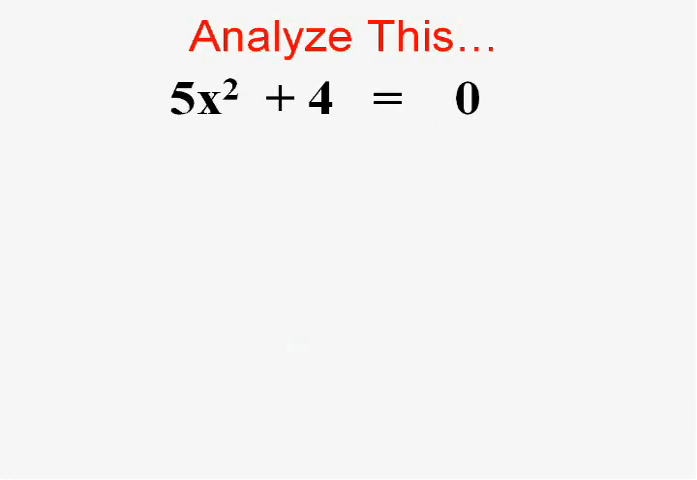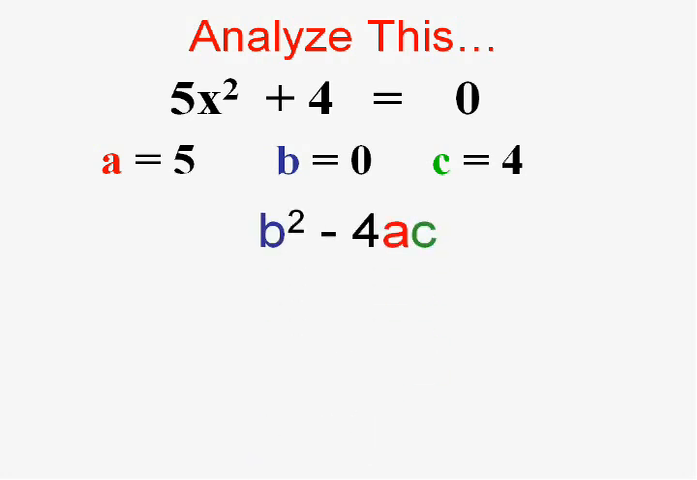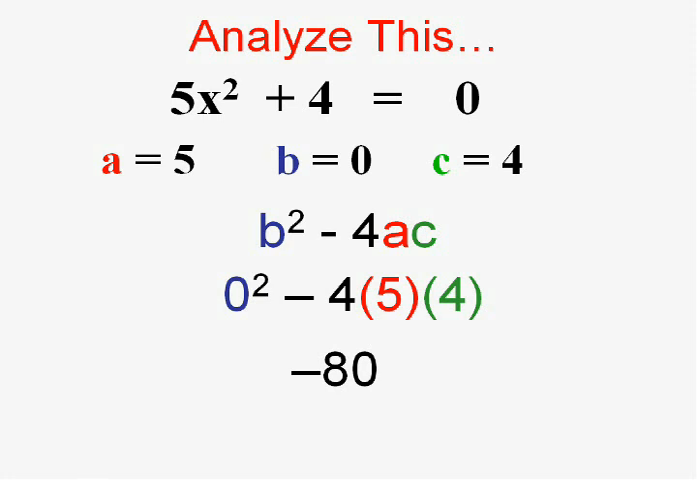Okay. Well, let's try this. Let's analyze this. Don't do the whole problem. Just analyze it using the discriminant. Still have to start off the same way. A is 5. B, where's B? Oh, right, B is 0 in this case. And C is 4. So we don't have to do the whole thing. The discriminant will be B squared, or 0 squared, minus 4 times 5 times 4. So the discriminant comes out to negative 80, doesn't it?